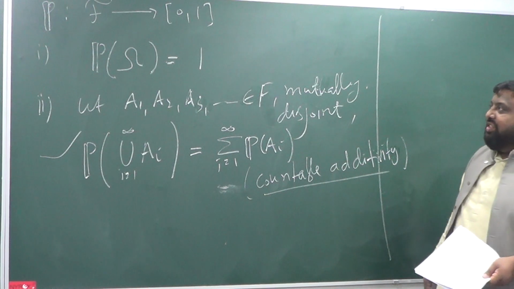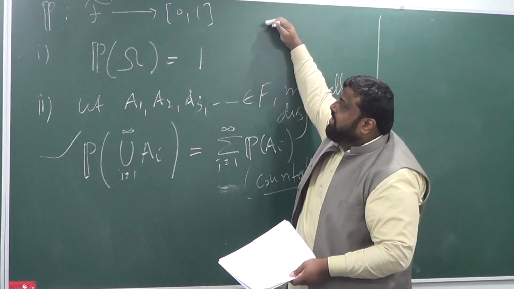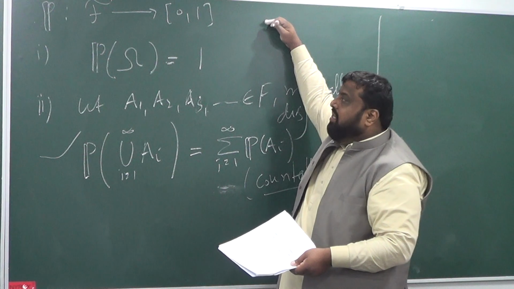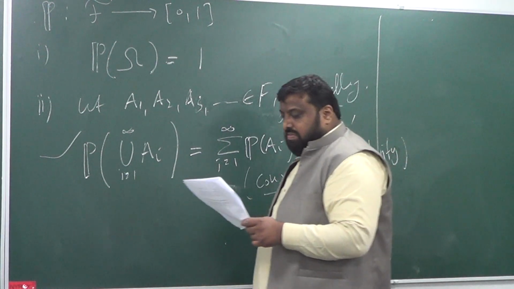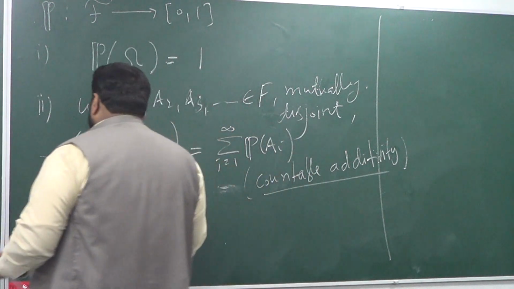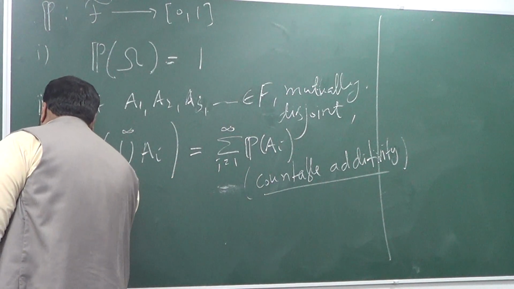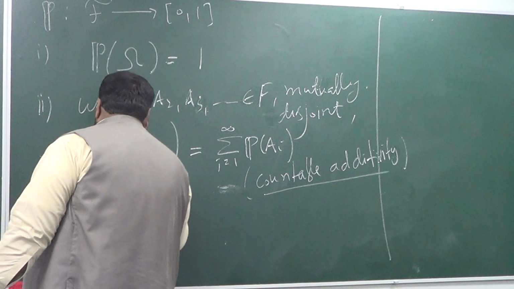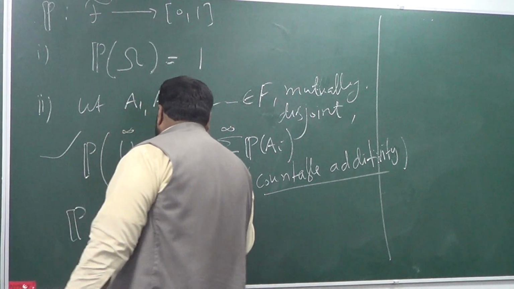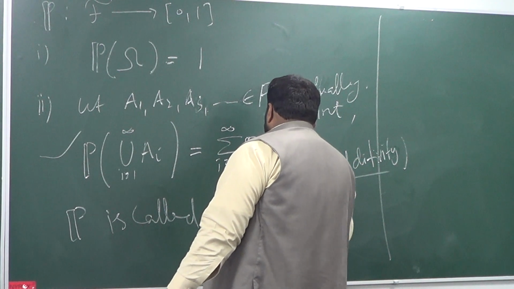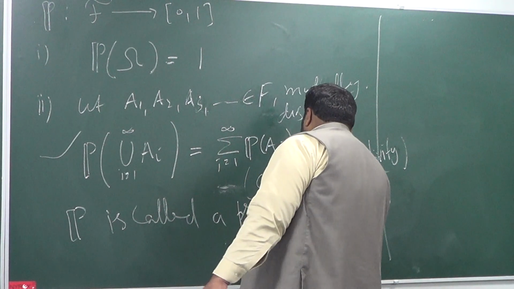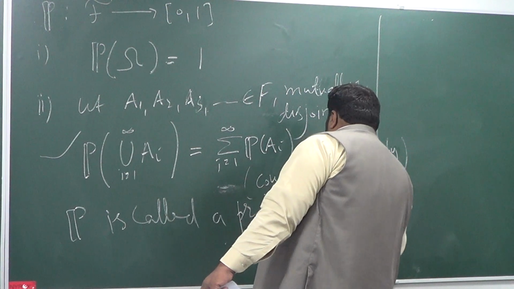Anyway, if I have a map from the sigma field into [0, 1] which satisfies these two properties, you call such a map a probability measure. Then P is called a probability measure.